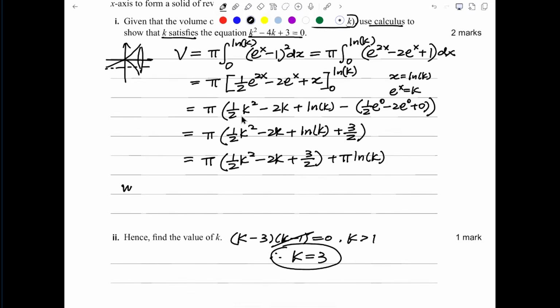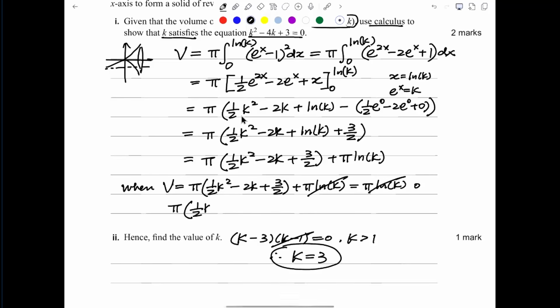So when V equals pi times half k squared minus 2k plus 3 over 2, add pi times natural log k, equals pi natural log k. You can cancel these two terms. That's 0. You get pi times half k squared minus 2k plus 3 over 2 equal to 0. So you actually get half k squared minus 2k plus 3 over 2 equal to 0. And that's why you get k squared minus 4k plus 3 equals 0.